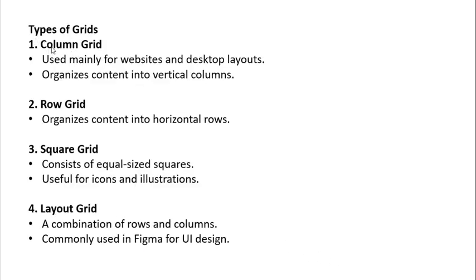Types of grid. First is a column grid, used mainly for websites and desktop layouts. It organizes the content into vertical columns. A row grid organizes the content into horizontal rows. Third is a square grid, which consists of equal size squares and is useful for icons and illustrations. And fourth is the layout grid, a combination of rows and columns, commonly used in Figma for UI designs.